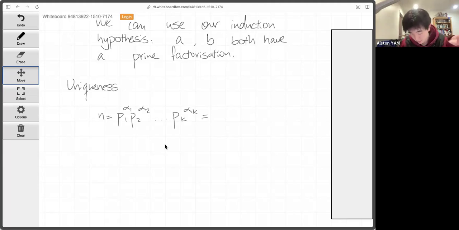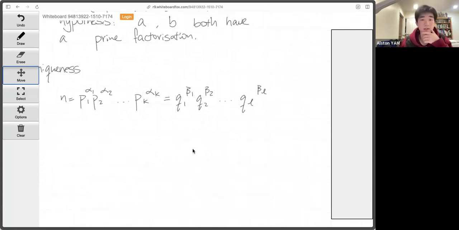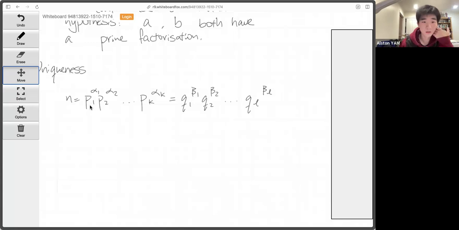Let's suppose there's another, different prime factorization: q1 to the beta 1, q2 to the beta 2, and we can carry on until ql to the beta l. I'm just making up variable names, but that doesn't really matter. So suppose p1, p2 all the way to pk and q1, q2 all the way to ql, all of these are primes. We want to find a contradiction, right? So let's have a look at this part.